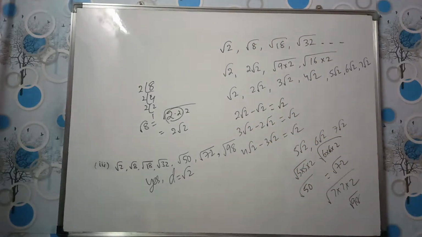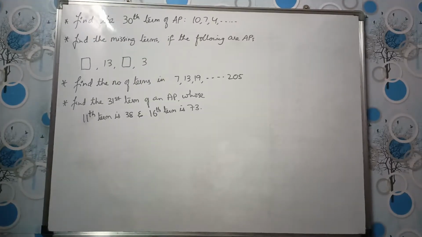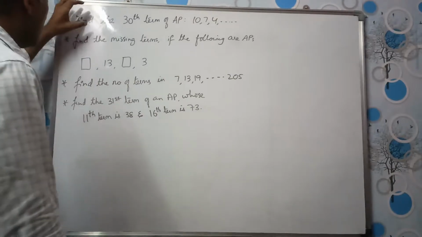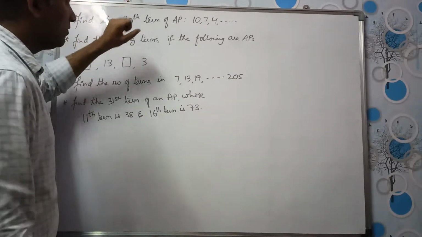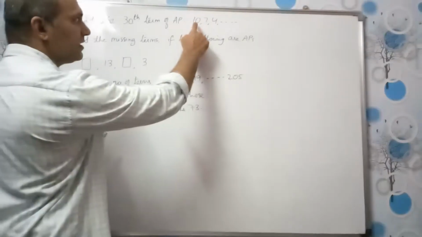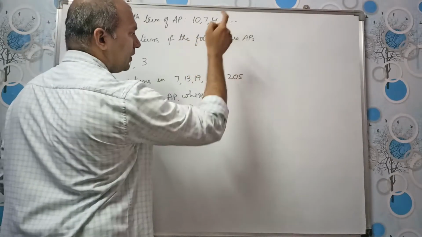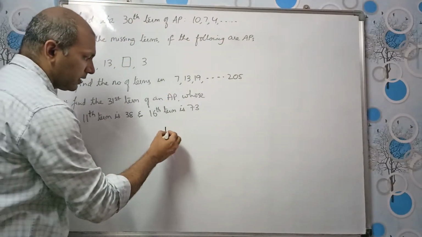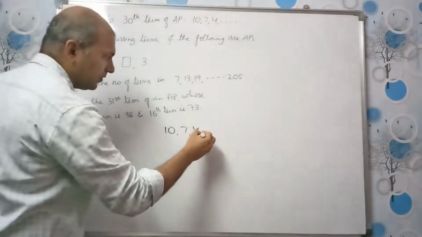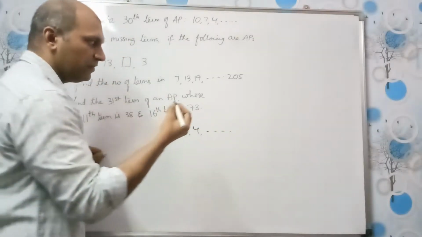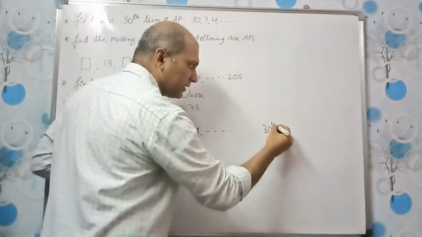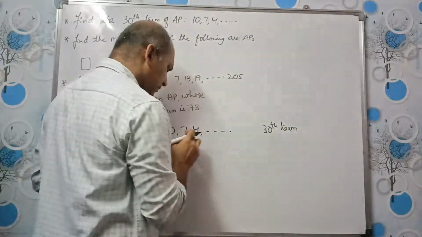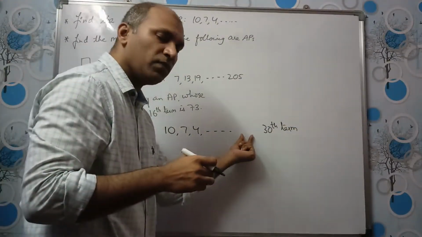Okay. Now we will learn nth term of AP problems. Let us solve these problems. Find the 30th term of the AP. This is the AP: 10, 7, 4 and so on. What do we need to find? We need to find the 30th term. So if you keep on writing the terms, which term will be the 30th term?